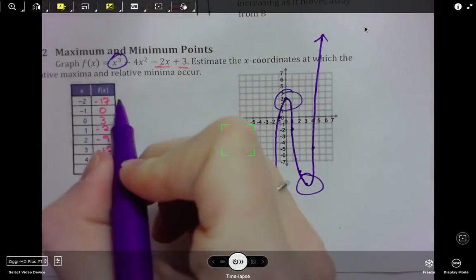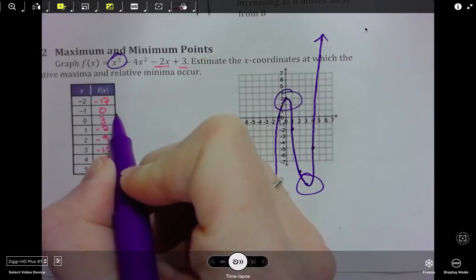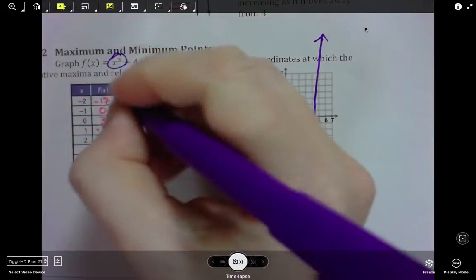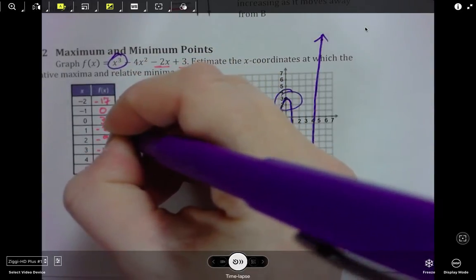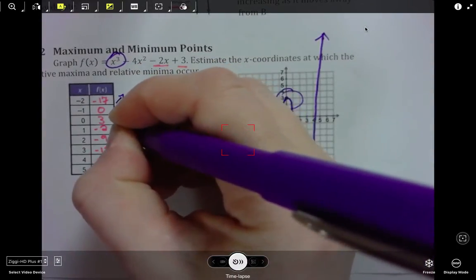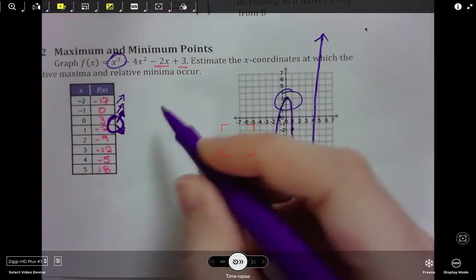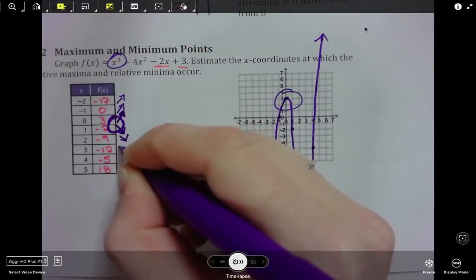So we're looking at a low number here, and then it gets a little bit higher, and then a little bit higher, and then it gets lower again. So here we're going up, up, up, and then here we're going down to negative 2. The place where it switches from going up to down is going to be a high point, because it's going up on one side and then down on the other side.